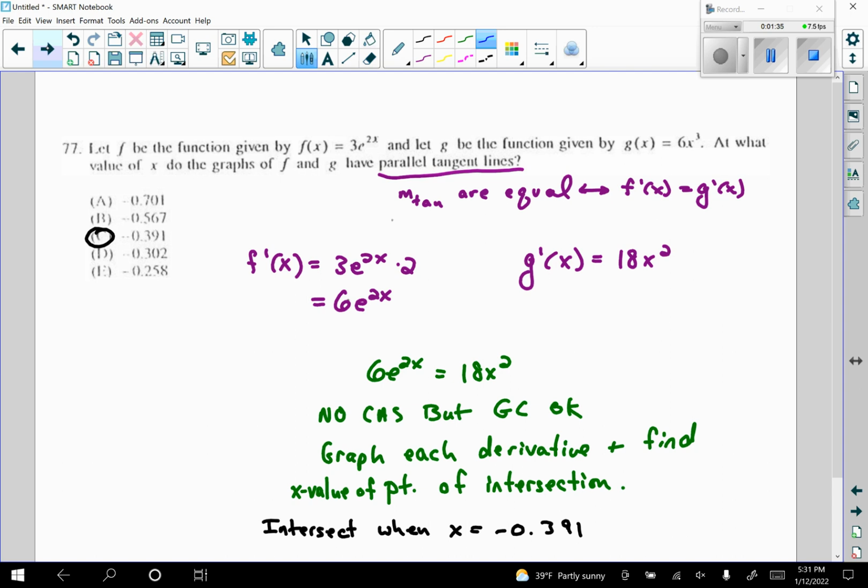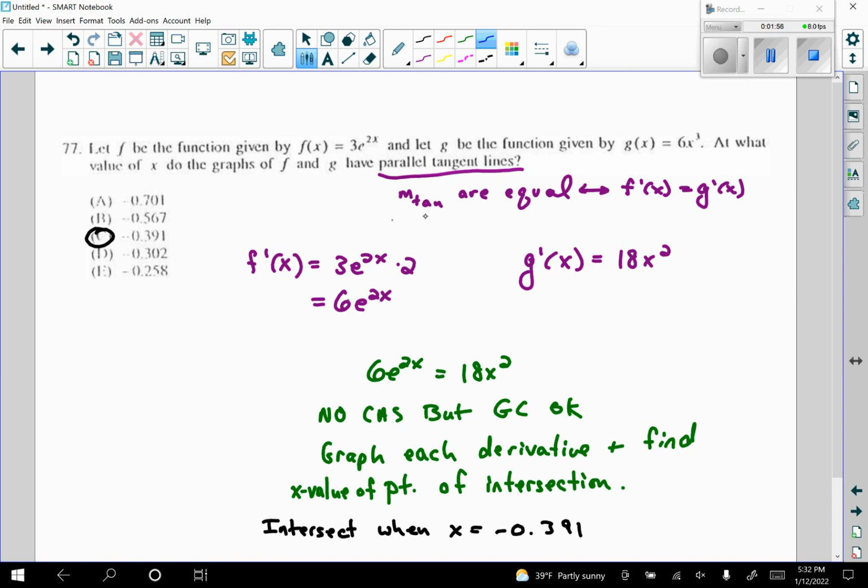For 77, we definitely want to use our calculator. Now, I did mention no CAS, just the graphing calculator, but I first want to talk about how to get started here. Let f be the function given by f of x is equal to 3e to the 2x, and let g be the function given by g of x is equal to 6x cubed. At what value of x do the graphs of f and g have parallel tangent lines?